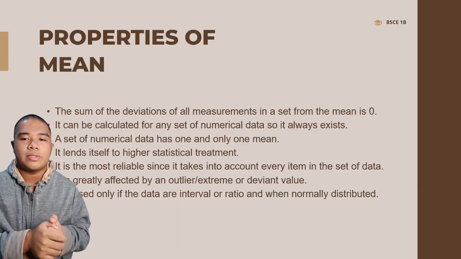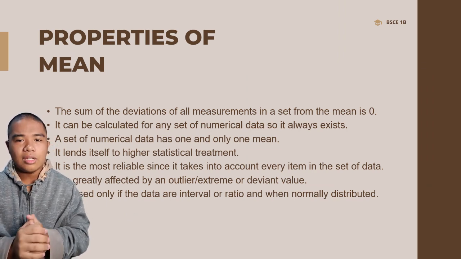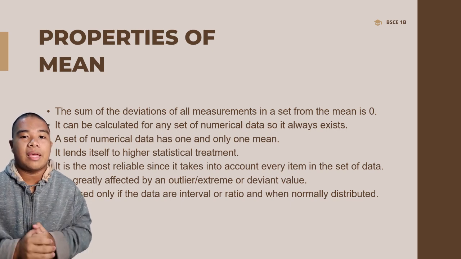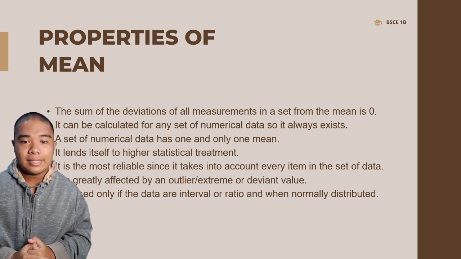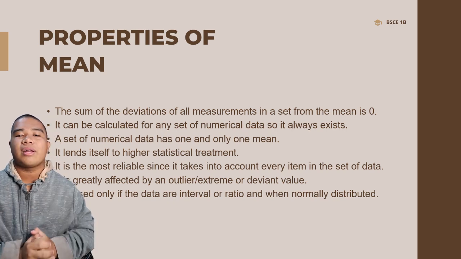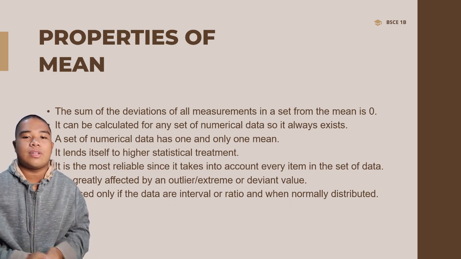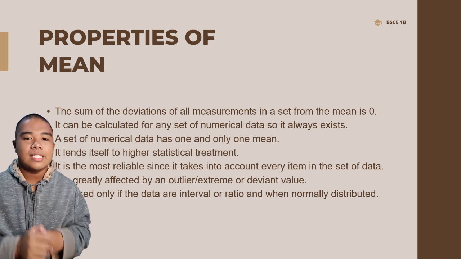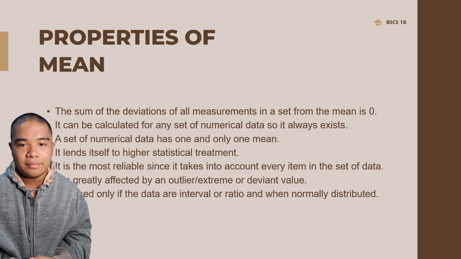Let's move on to the properties of the mean. The sum of all the deviations of all the measurements in a set from the mean is 0. It can be calculated from any set of numerical data, so it always exists. A set of numerical data has one and only one mean. It lends itself to higher statistical treatment. It is the most reliable since it takes into account every item in the set of data.